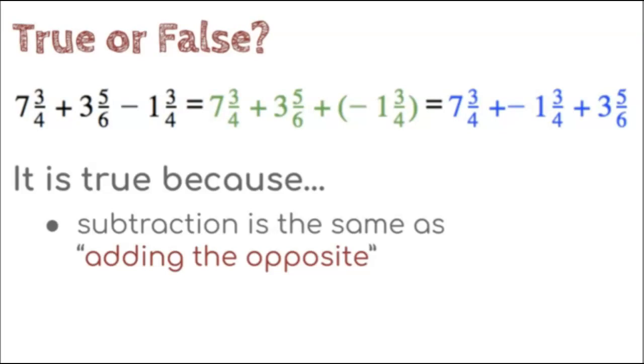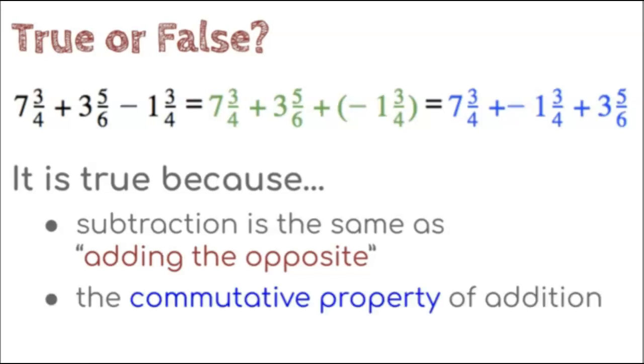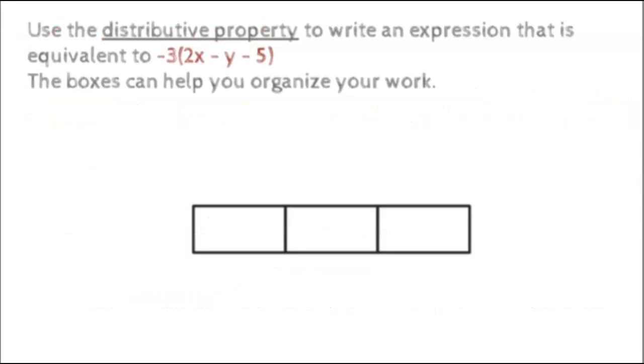It's true because in the first case, subtraction is the same as adding the opposite. And in the second example, the commutative property of addition tells us we can rearrange the order when we add. So these two properties really help us when we're simplifying expressions that have negative numbers and when we're using the distributive property. So we're going to use the distributive property to try to write an expression that's equivalent to negative 3 times the quantity 2x minus y minus 5.